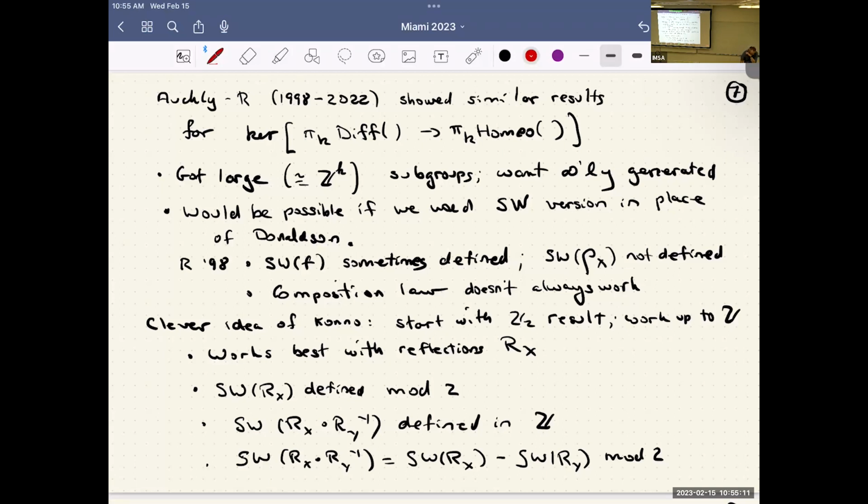Anyway, Dave and I, well, apparently starting in 1998, and with efforts to fill in, there was a bunch of steps in this program. Some of which will show up in what I'm about to describe, found a bunch of similar results. Now, instead of having pi0, we studied the higher homotopy groups.